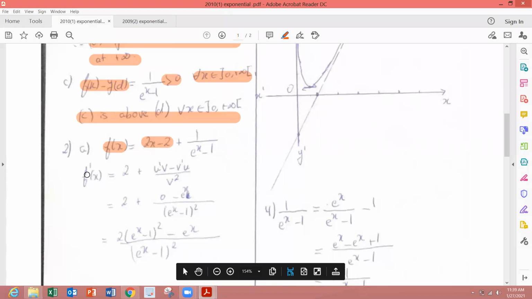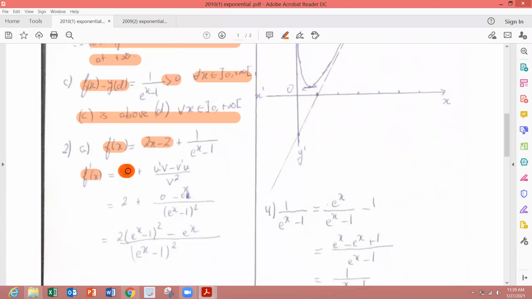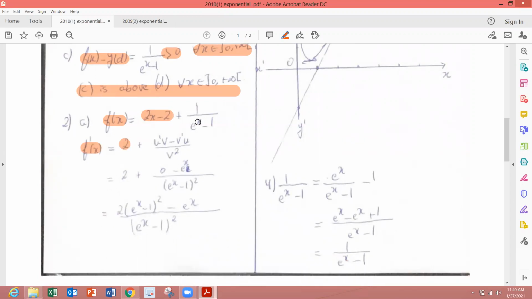Derivative of 2x minus 2 is 2. The second part is of the form u over v, so the derivative is u prime v minus v prime u over v squared. It is equal to u prime, the derivative of 1, which is 0, times v, which is 0, minus v prime, the derivative of e^x minus 1, which is e^x, over (e^x minus 1) squared.